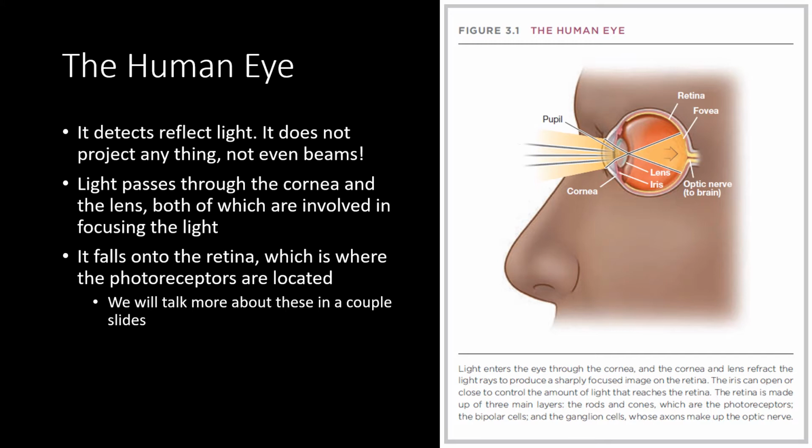Now, light passes through both the cornea and the lens, and both of these are involved in focusing light. The cornea specifically focuses light onto the lens, and then the lens itself will focus light onto the back of the retina, specifically oftentimes trying to get it to be focused onto the fovea.